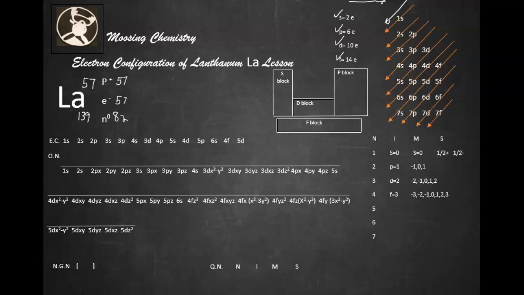So this would be 1s2. 2s2. Snarly, huh? 2p6, 3s2. 3p6, 4s2. 3d10, 4p6, 5s2. 4d10, 5p6, 6s2.